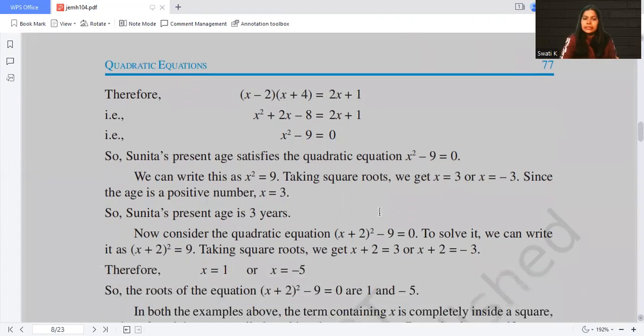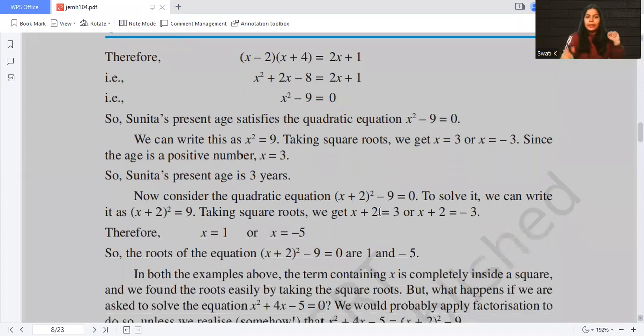Now you can consider here one thing. Imagine we are writing something like this, x plus 2 whole square minus 9 equals 0. Do you know that this is again in the form of a complete square? Why are we saying this word complete square? Do you know what complete square means? It just means, let me annotate here so that you can understand, that in both the examples, the term containing x is completely inside a square.